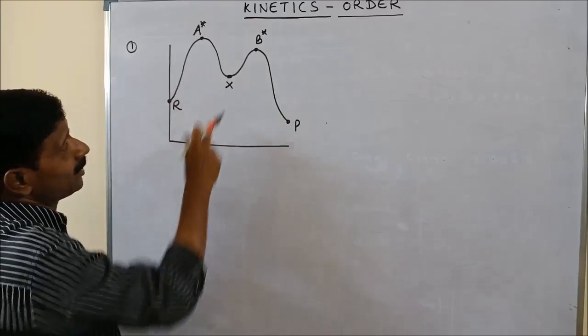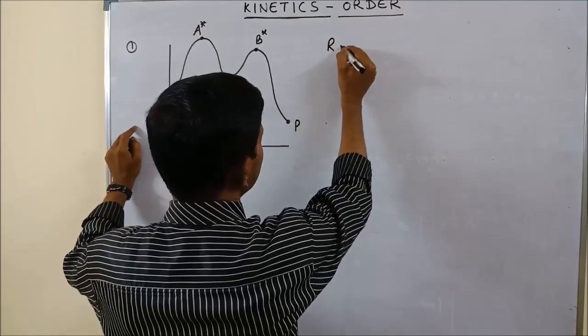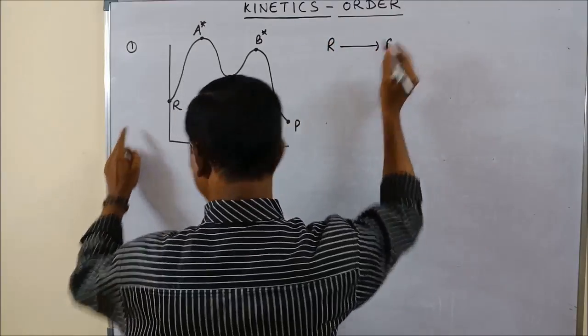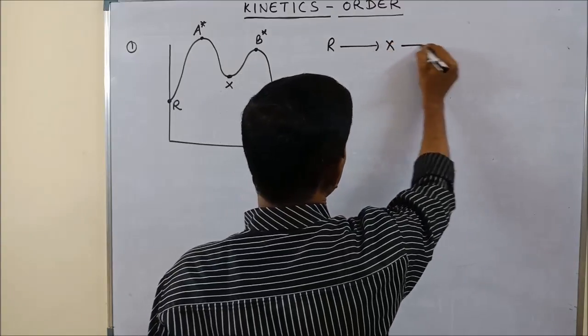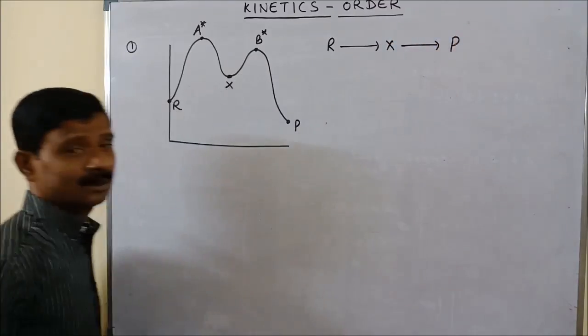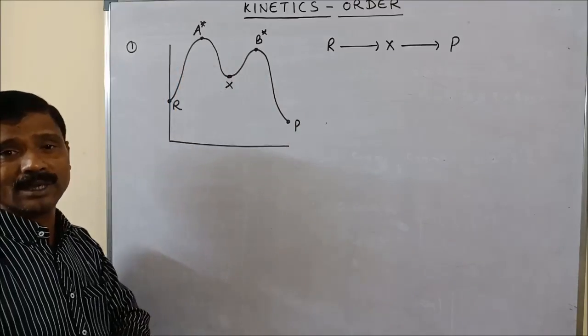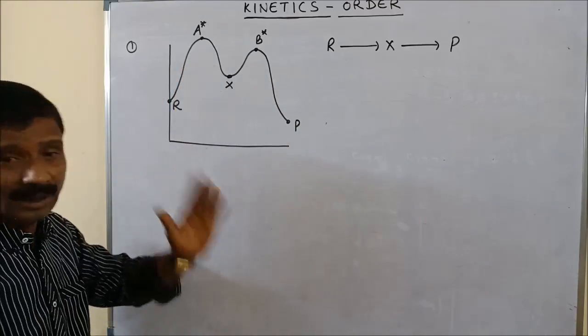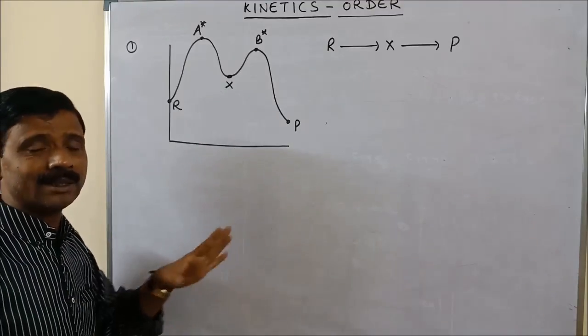And after that, based on this graph, just imagine the process is in two steps. First, R is converting into X as the intermediate, and then X is converting into the main product. So it involves two steps. If there are two crests, the reaction is going to involve two steps. If there are three crests, three steps. So like that, among the two, which is slow and which is fast?